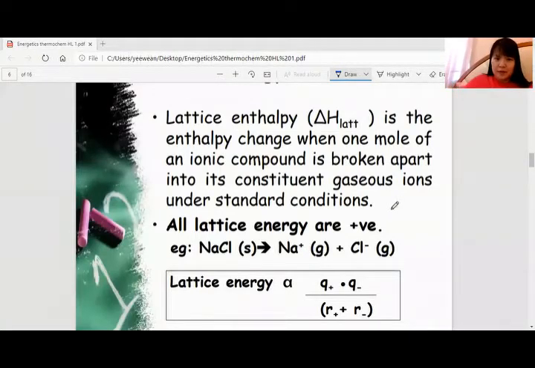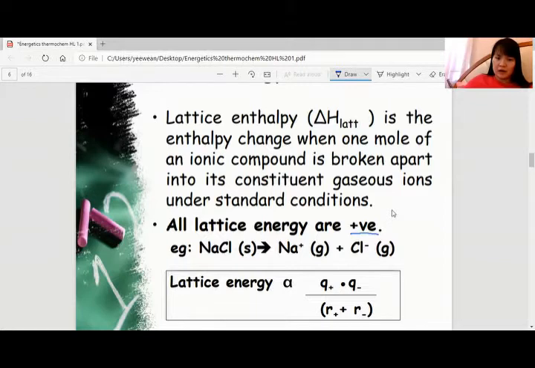Okay, now just a reminder that the IB syllabus defines the lattice energy the other way around, where they break the ionic solid. So it's similar to bond energy, where it's defined as the bonds broken. So anytime you break a bond, it will be positive.